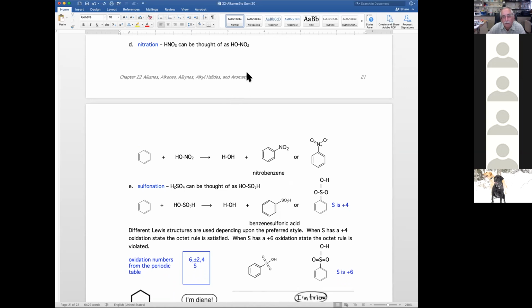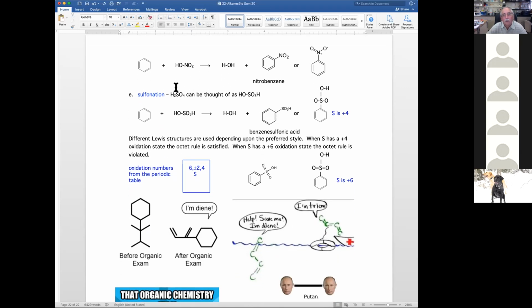Nitration, you can think of nitric acid like this. So if you do that, the hydrogen gets taken off and forms a water molecule. And now that nitro group is going to go back there and form that fourth bond for that, or the third bond for that carbon, or the fourth bond, one of them being a double bond. So you get nitrobenzene.